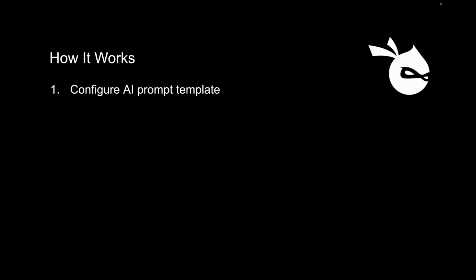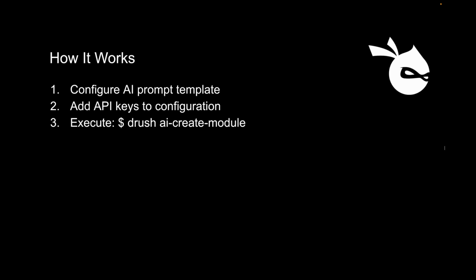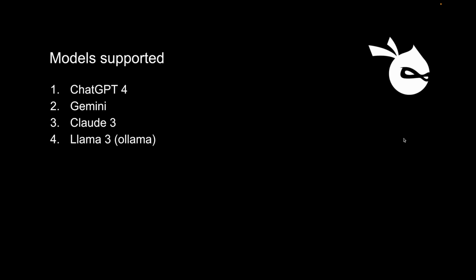The module supplies a default prompt template that you can configure or leave as is. Of course, you will need API keys for any of the models you want to use. Some of them are free or cheap to use. After it's configured, you just run the drush command and it'll ask you a few questions. We'll get to that part in a minute. It's actually pretty easy to integrate models with Drush because most of the APIs are pretty similar. I'll show you a code example here in a bit.